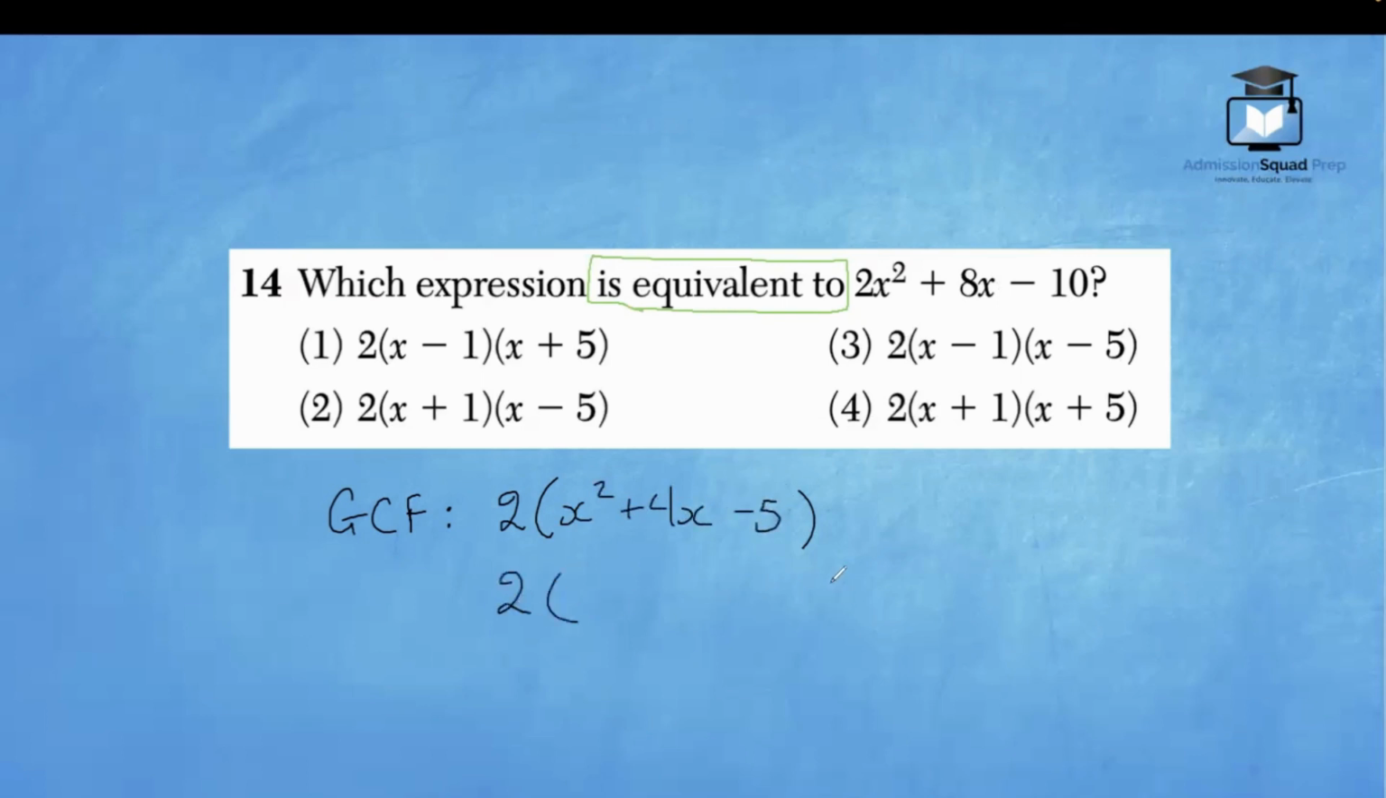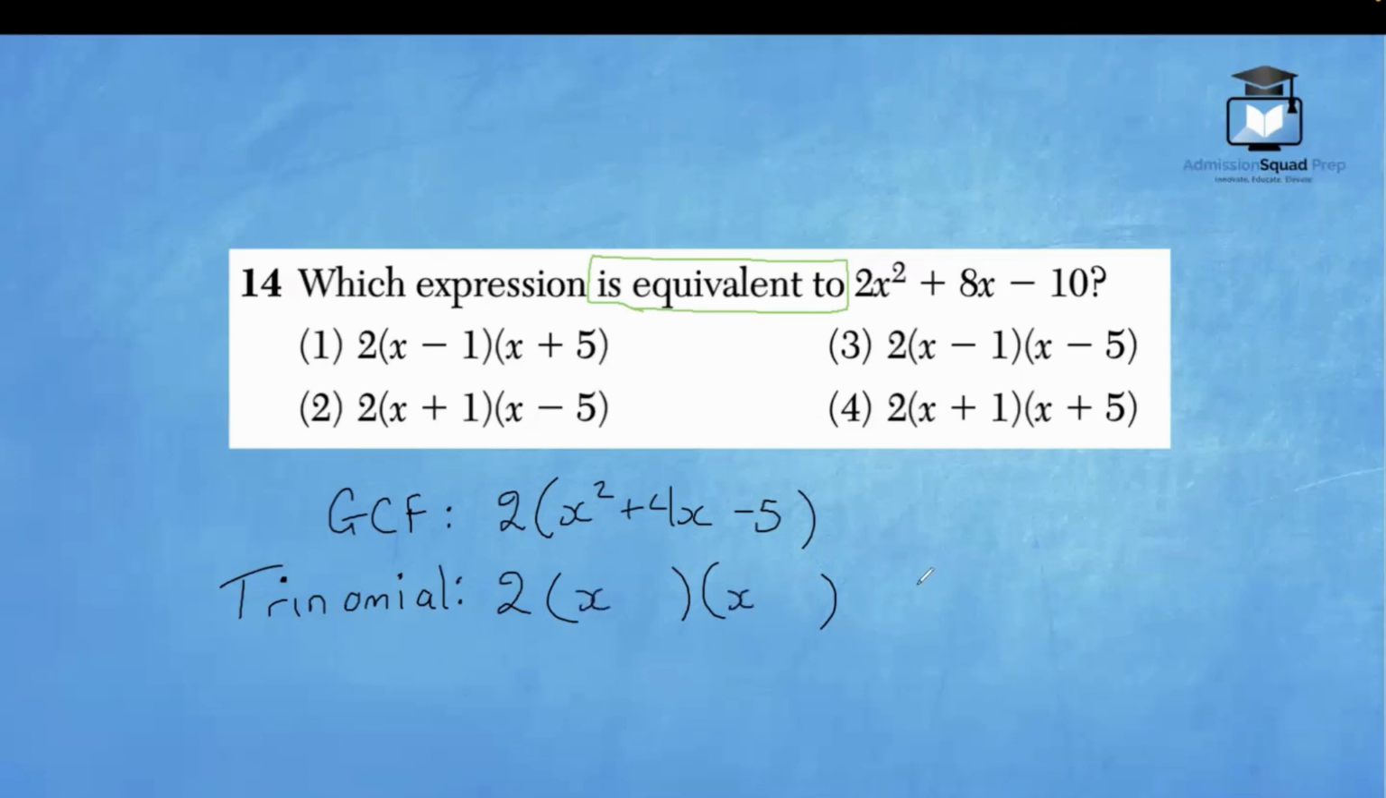Our next step is to apply trinomial factoring. Trinomial factoring is letting us know how to rewrite an expression that has 3 terms into the product of 2 binomials. We start off by saying, what 2 terms can we multiply to get x squared? That'll be x times x.